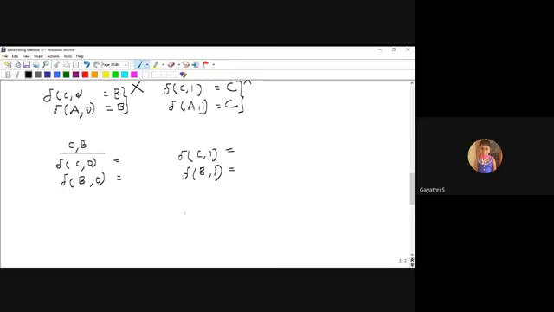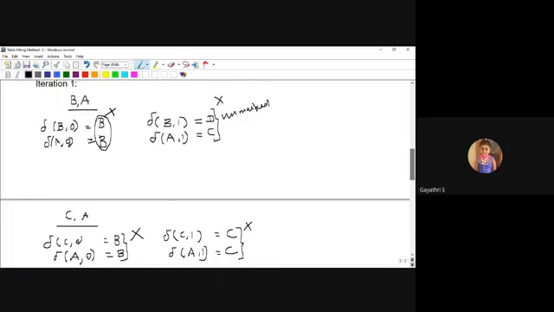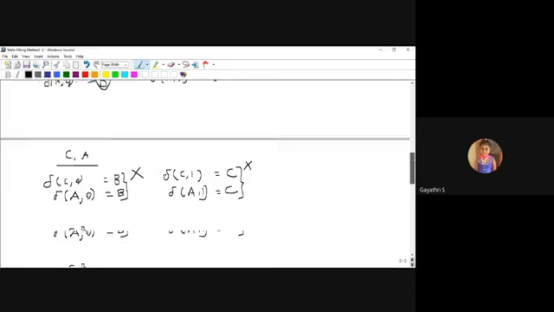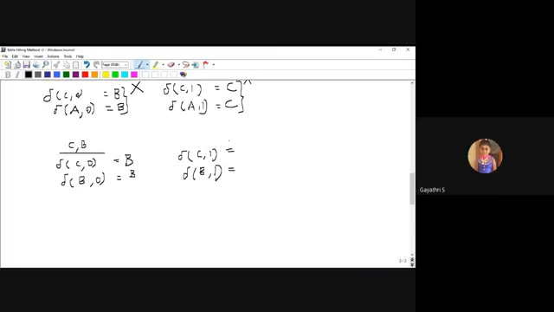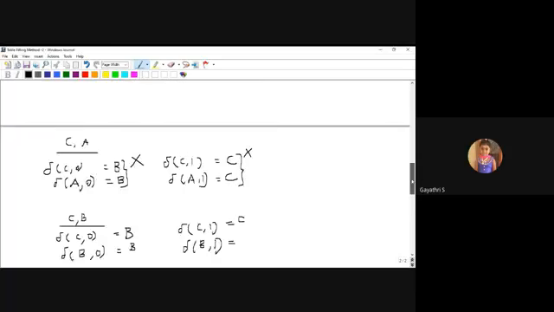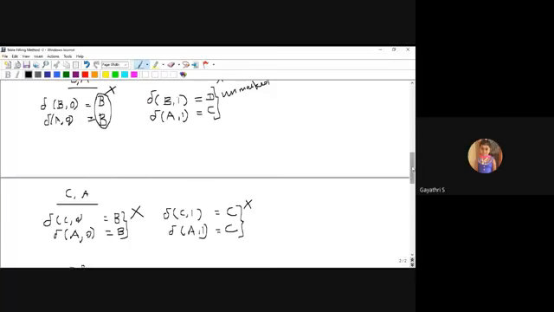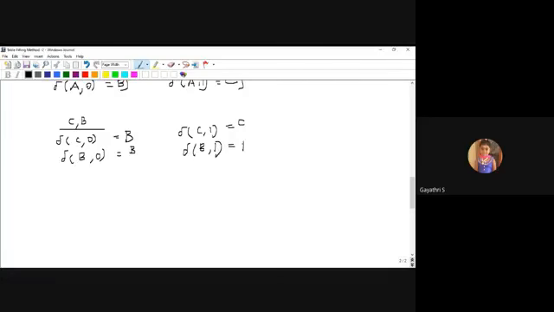So here, this is the pair C, B. Del of C comma 0 is B only, and del of B comma 0 is also B, based on the previous. Del of C comma 1 is C. Del of B comma 1 is D.